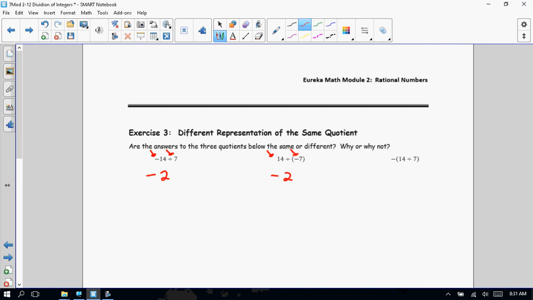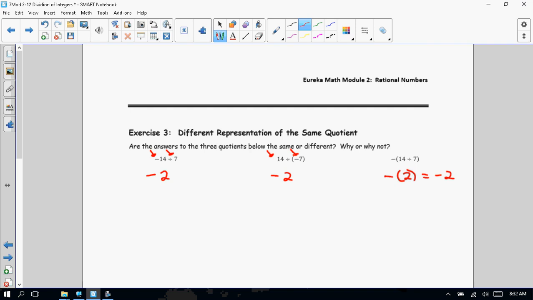Now take a look at this last one. Notice where the negative is. The negative is outside the parentheses. So if you remember, please excuse my dear Aunt Sally, I got to deal with the parentheses first. So do the 14 divided by 7, and you actually get 2. And because the negative is outside of it, I can write it as negative, and then parentheses 2, or negative 2. So what do you notice?